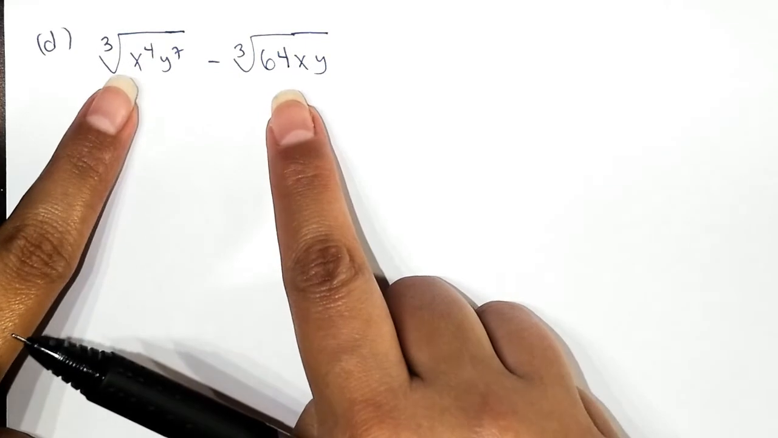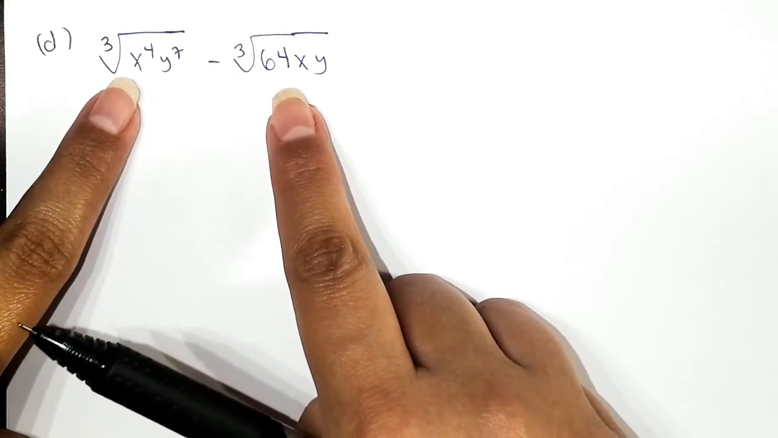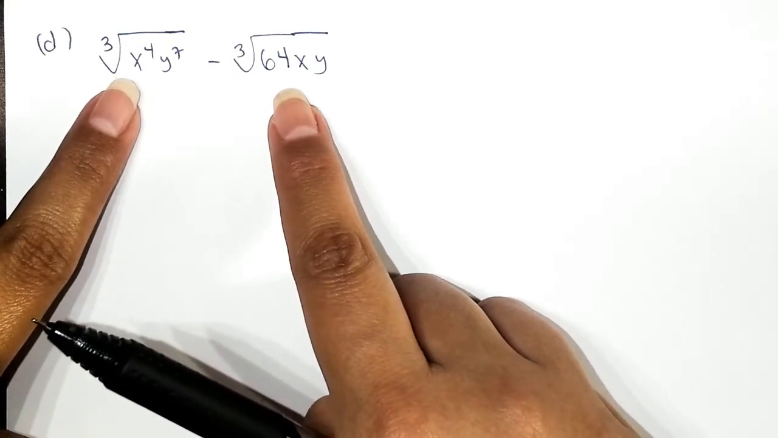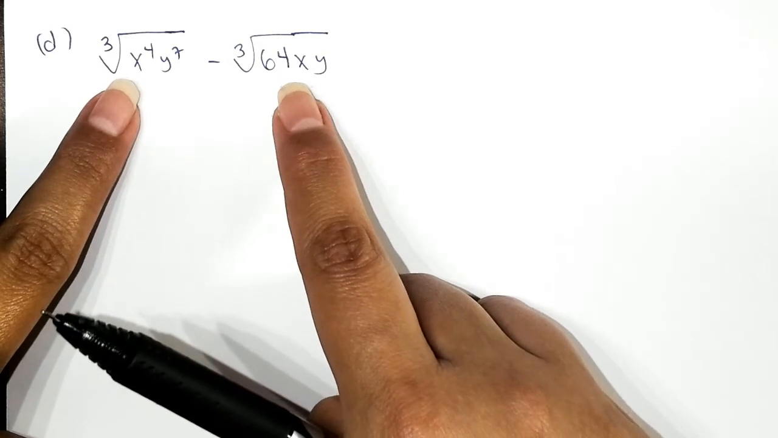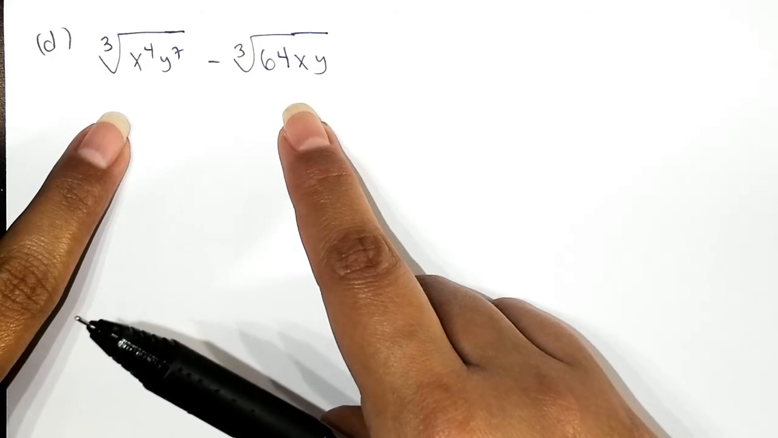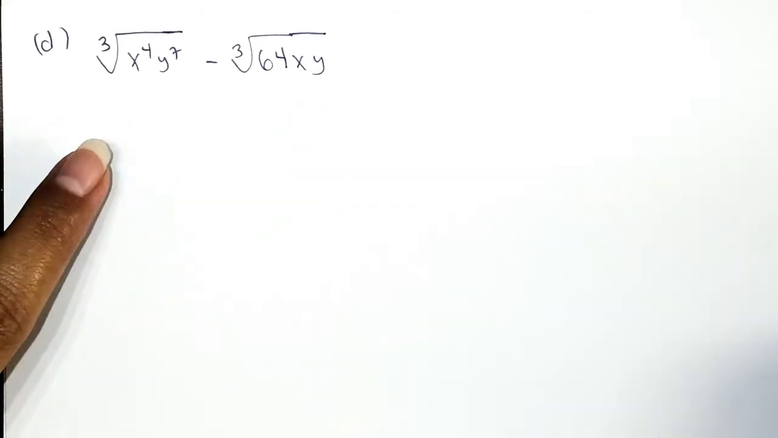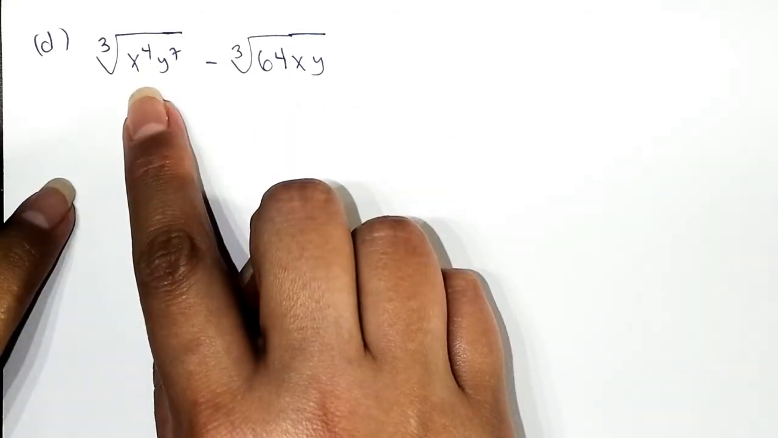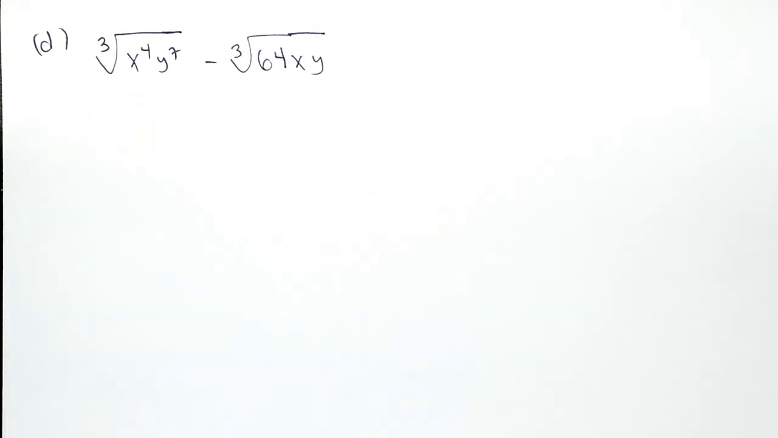These don't have the same exact radical part, so they're not like radicals, so we cannot subtract right now. But who knows, after we simplify the radicals, they may end up being like radicals, or they may not be. Who knows? It's a surprise. Let's do this. So let's simplify the first part. Cube root of x to the fourth y to the 7.